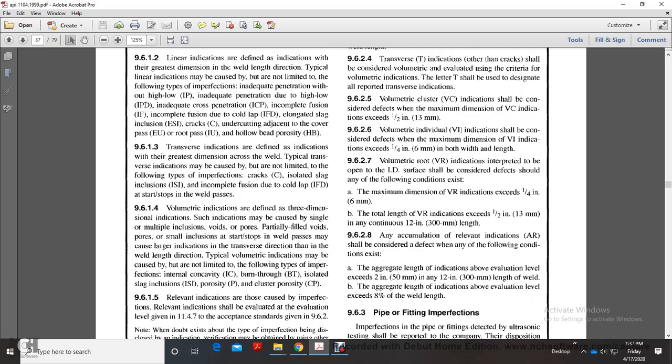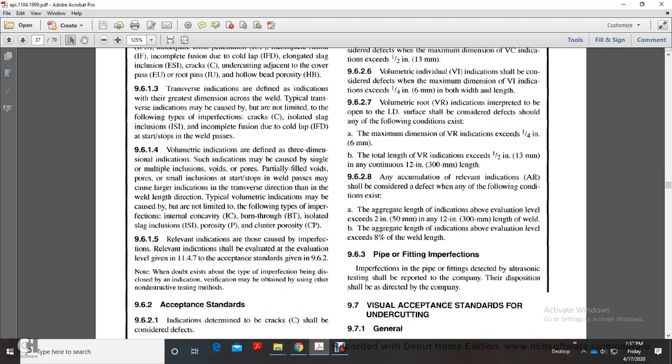Transverse indications are defined as indications with the greater dimension across the weld. Typical transverse indications may be caused by, but are not limited to, the following types of imperfection: cracks, isolated slag inclusion, incomplete fusion due to cold lap, and start-stops in the weld. Volumetric indications are defined as three-dimensional indications. Such indications may be caused by single or multiple inclusions, voids, pores, partially filled voids, small inclusions, and start-stops in the weld passes. Typical volumetric indications may be caused by, but are not limited to, the following types of imperfection: internal concavity, burn-through, isolated slag inclusion, porosity, and cluster porosity.